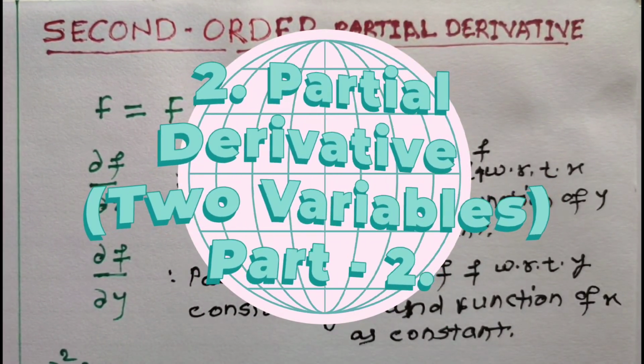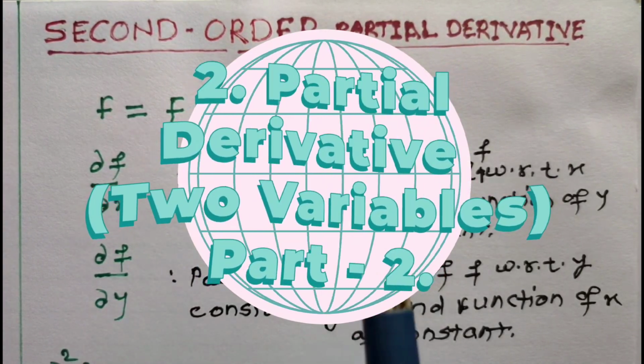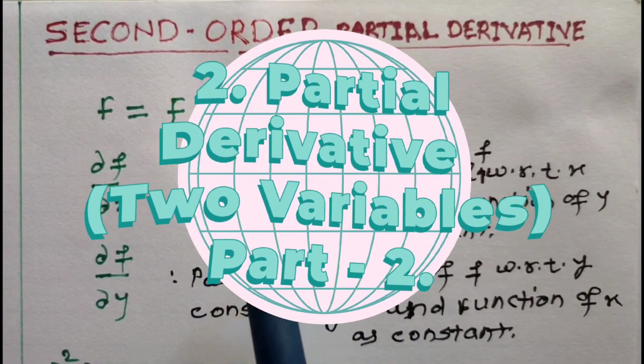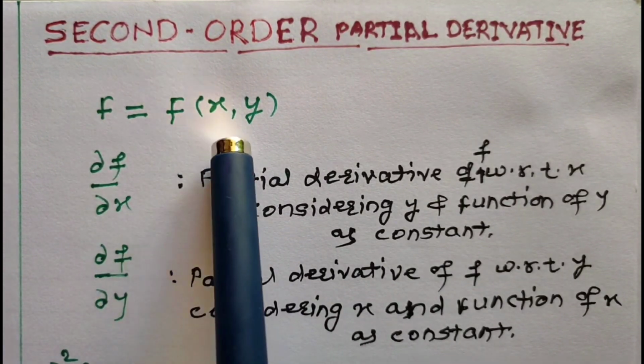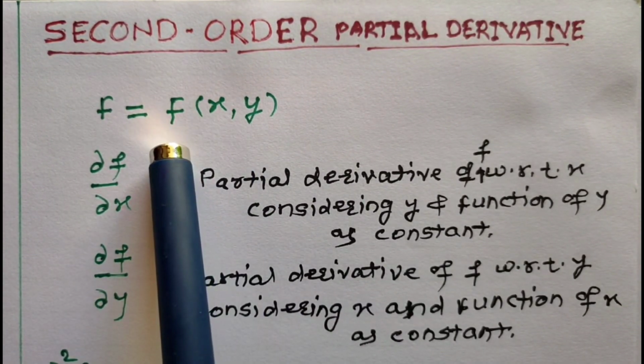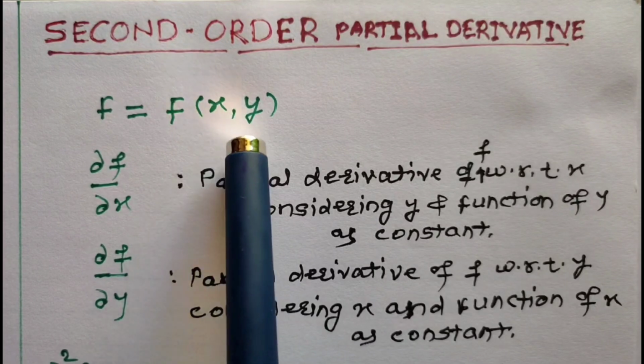Hello everyone. Today we are going to learn about second order partial derivatives of some simple functions. We are considering f equal to f of x comma y, which means the given function is a function of two variables x and y.